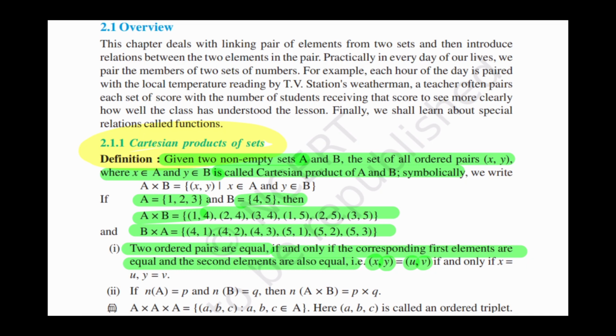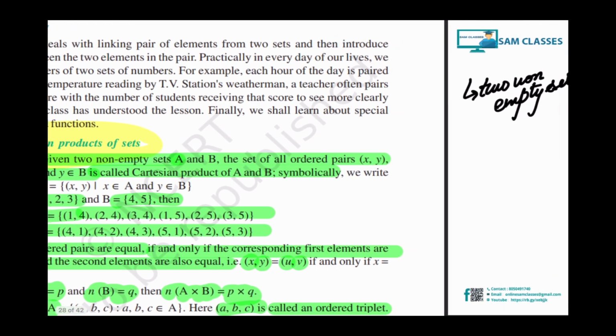If the number of elements in A is p and the number of elements in B is q, then the total number of elements in A cross B is p into q. That's it. Now if we take the same set A and do a Cartesian product of it, what do we get? A triplet (a, b, c), where all three belong to the same set A. So this is the general overview.